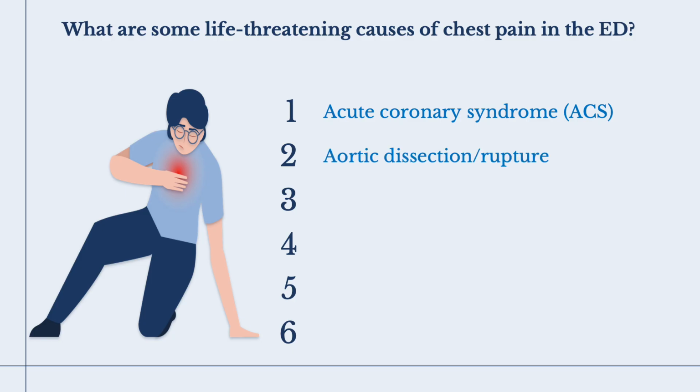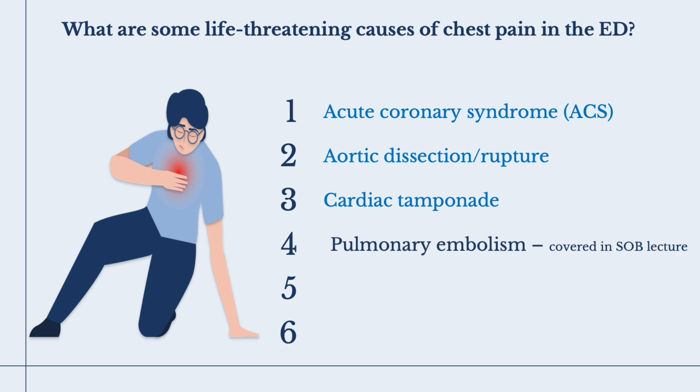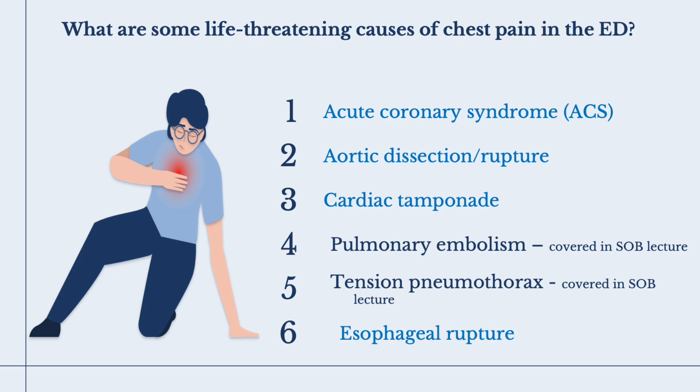Aortic dissection and rupture, cardiac tamponade, pulmonary embolism, so we'll talk more about this in our shortness of breath lecture. Tension pneumo, again, this is going to be covered in the shortness of breath lecture, and then esophageal rupture.